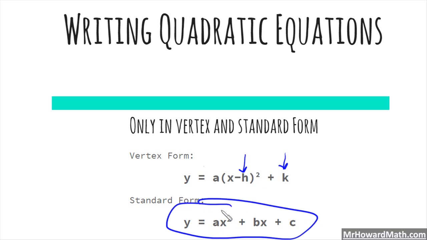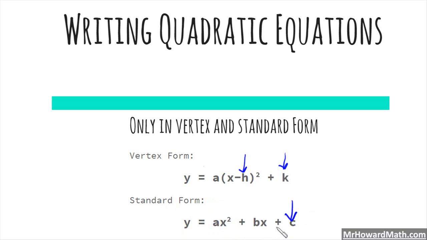Standard form is this one here. It gave us the y-intercept. This value is the y-intercept always. And we have an ax squared plus bx plus c form to it. To find the vertex with this, we had to do negative b over 2a. We won't actually be doing that today, but that's how we worked with those in previous lessons.